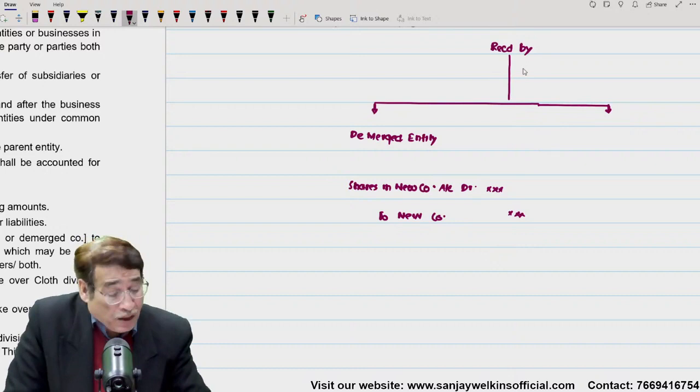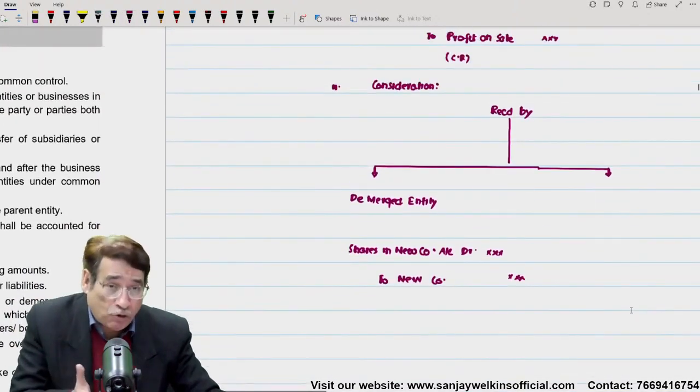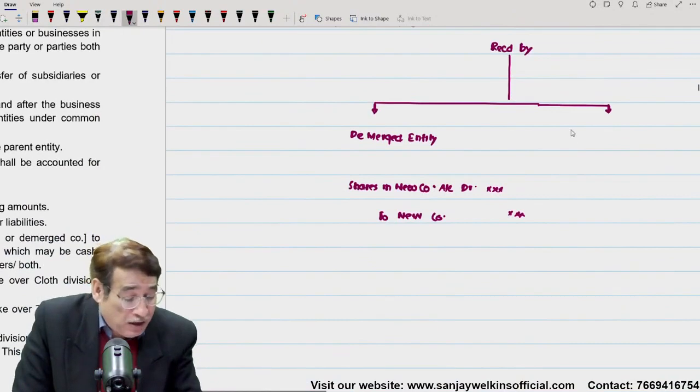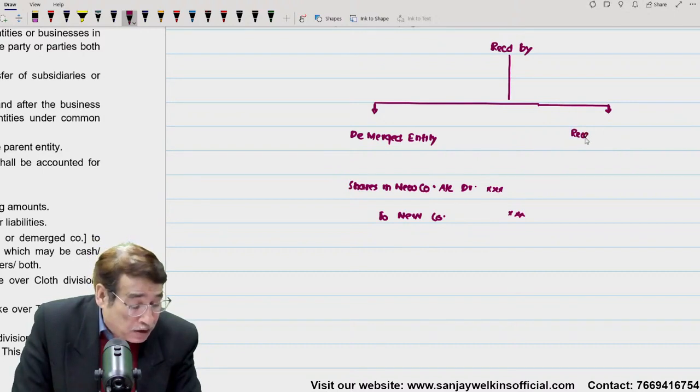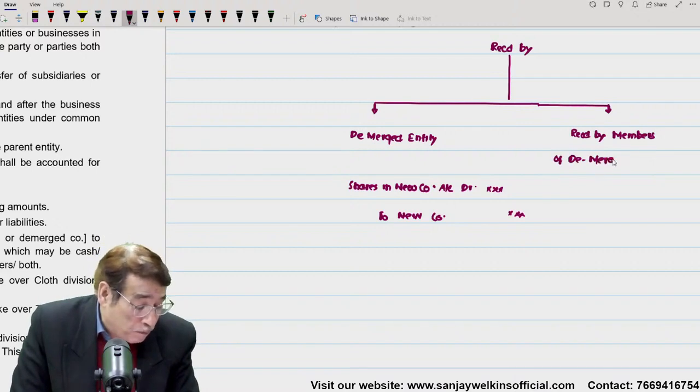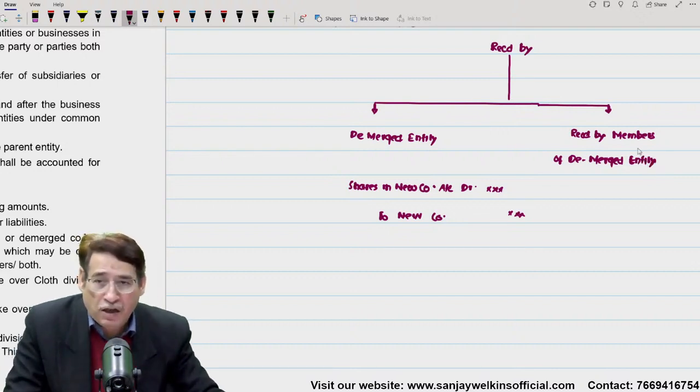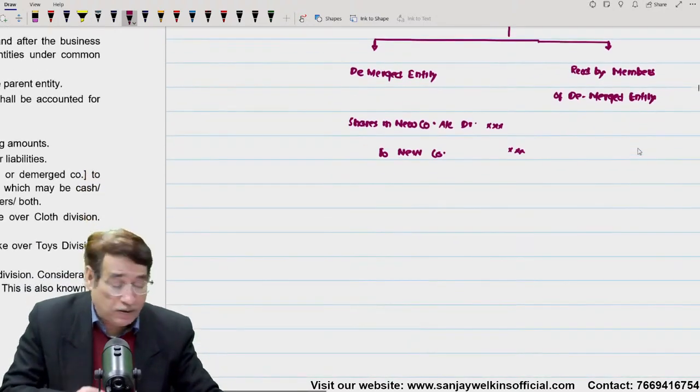Now, with respect to consideration, the second situation could be when consideration is received by members of demerged entity. If consideration has been received by members of demerged entity, what entry are you going to pass? See here, in this particular case, you have to be very careful.